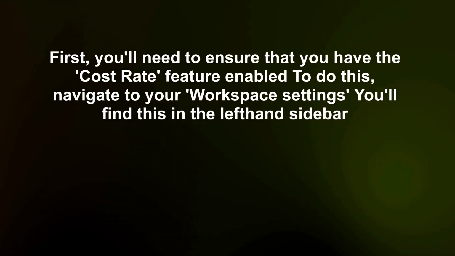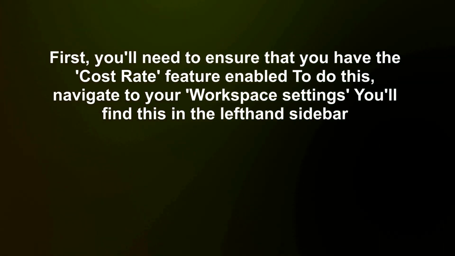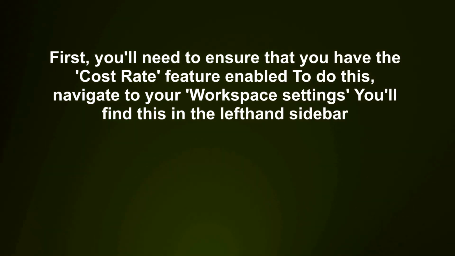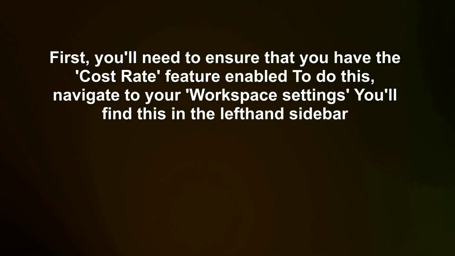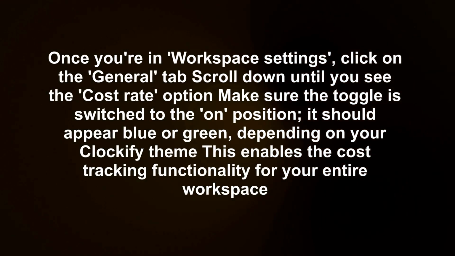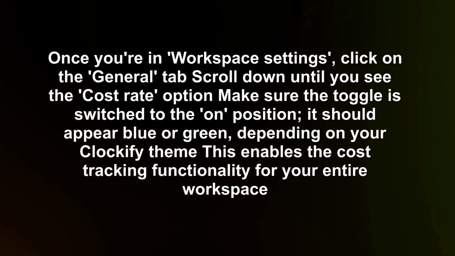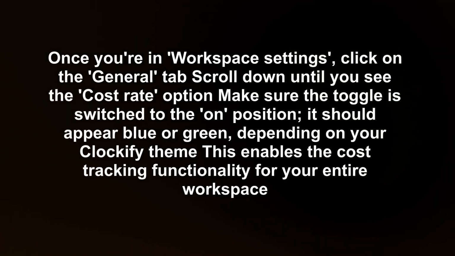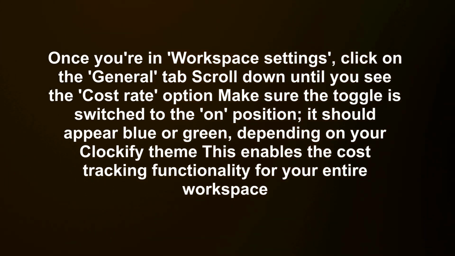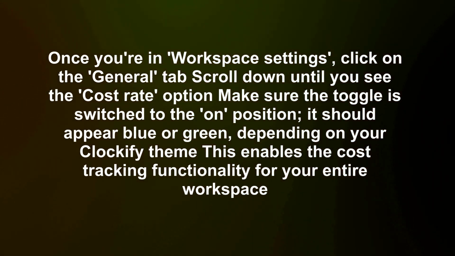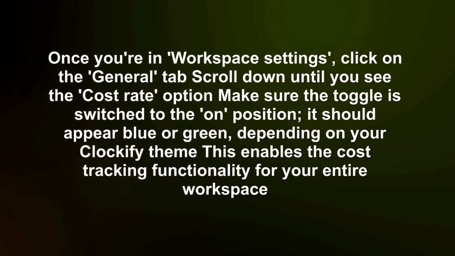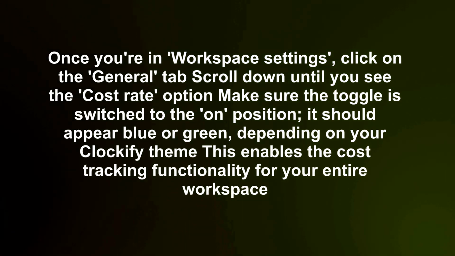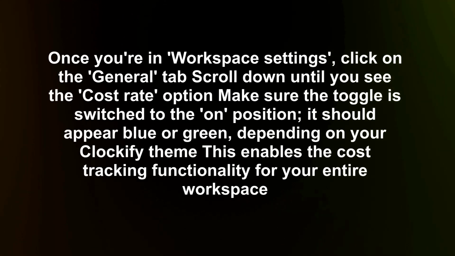First, you'll need to ensure that you have the cost rate feature enabled. To do this, navigate to your Workspace settings. You'll find this in the left-hand sidebar. Once you're in Workspace settings, click on the General tab, scroll down until you see the cost rate option. Make sure the toggle is switched to the on position. It should appear blue or green, depending on your Clockify theme. This enables the cost tracking functionality for your entire workspace.